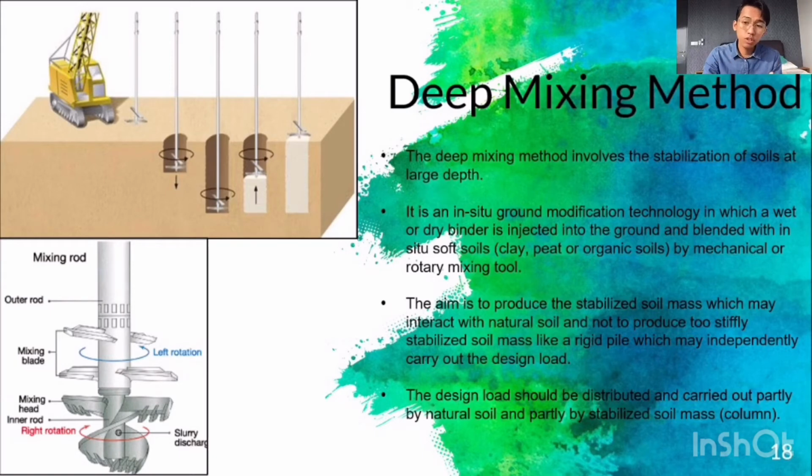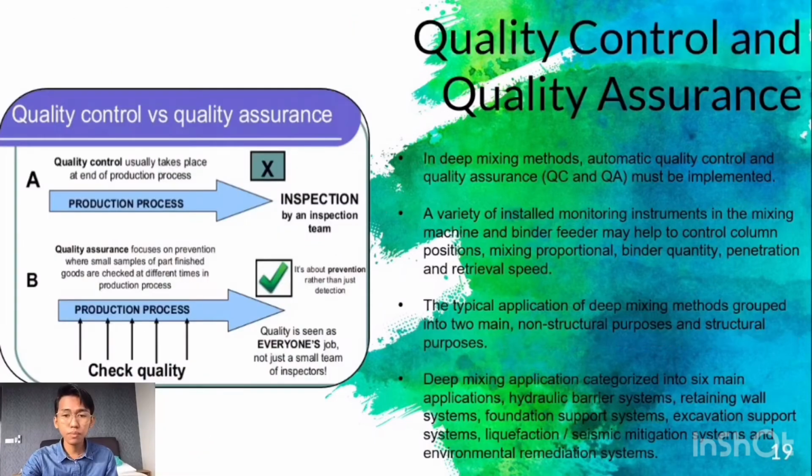It is an in-situ ground modification technology in which a wet or dry binder is injected into the ground and blended with in-situ soft soils. The aim is to produce a stabilized soil mass which may interact with natural soils and not to produce too stiffly stabilized soil mass like a rigid pile which may independently carry the design load. The design load should be distributed and carried partly by natural soil and partly by stabilized soil mass.